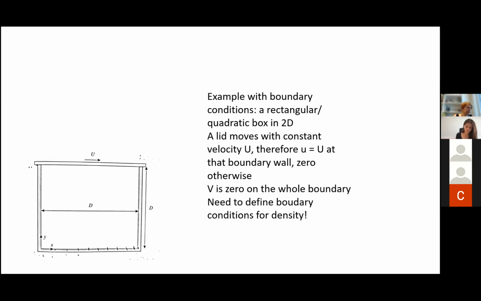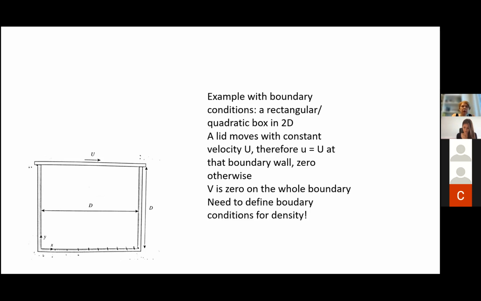So there is an example of how to solve such a two-dimensional Navier-Stokes problem on a situation which can be described with a square box in 2D with a movable lid. And the lid has a constant velocity in the X direction. Let's call it U. That means that the particles which are in contact with this upper lid will have this velocity because of the no-slip condition. And the velocity will be 0 otherwise, again because of this no-slip condition. And V, the velocity in the Y direction, is 0 on the whole boundary.